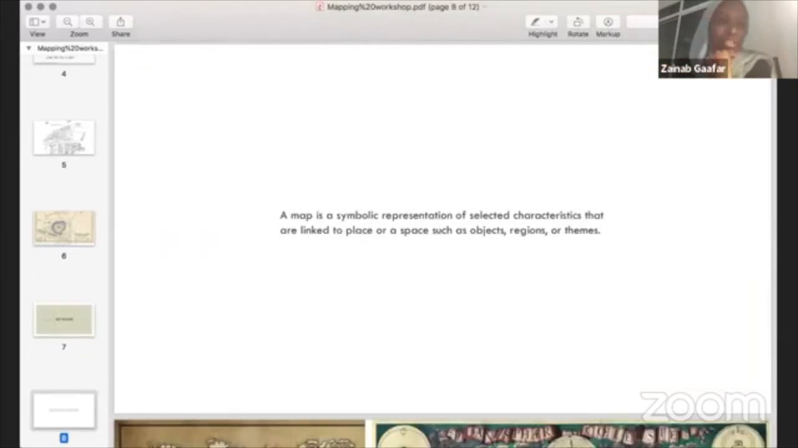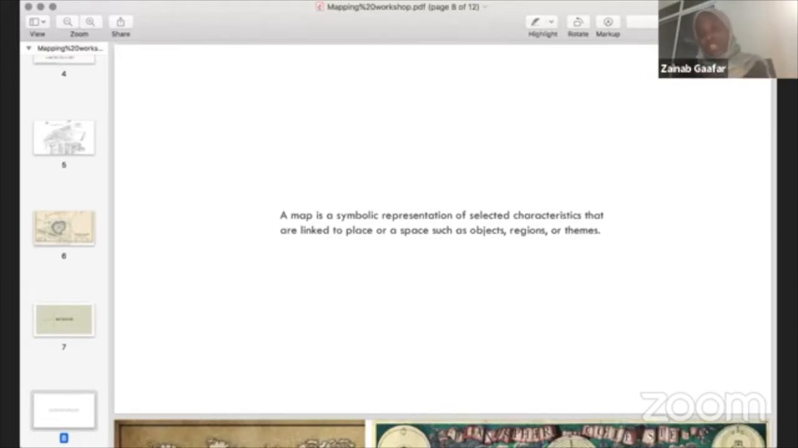A map is a symbolic representation of selected characteristics that are linked to place or space, such as objects, regions, or themes. But what I found lacking with this definition is that it's specific. It's trying to make it that we're talking just about the physical space we know today.